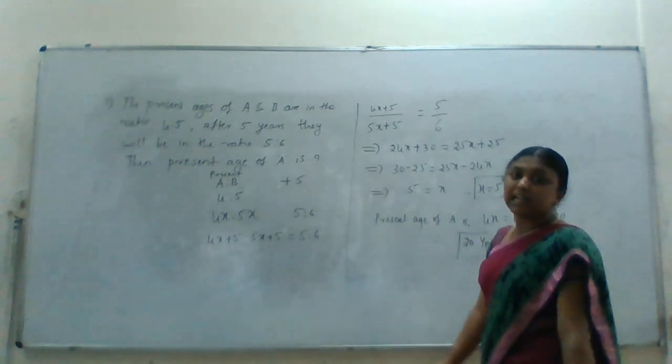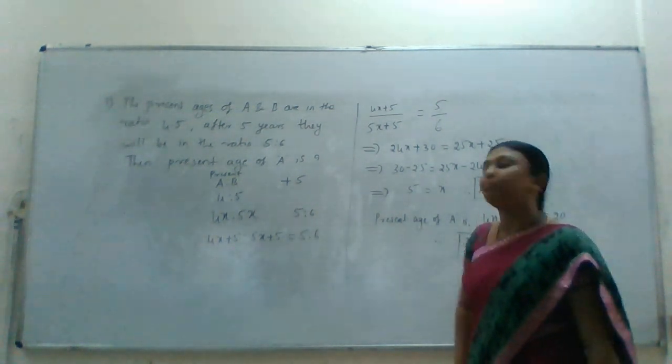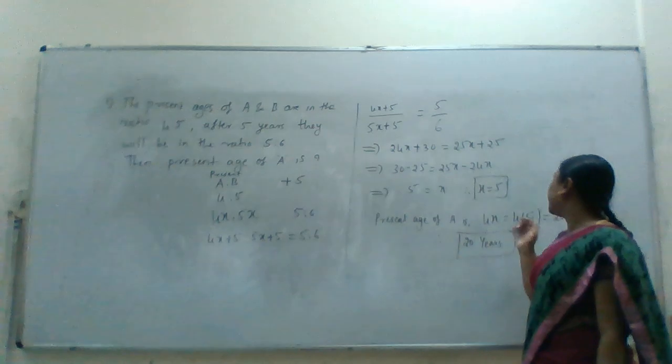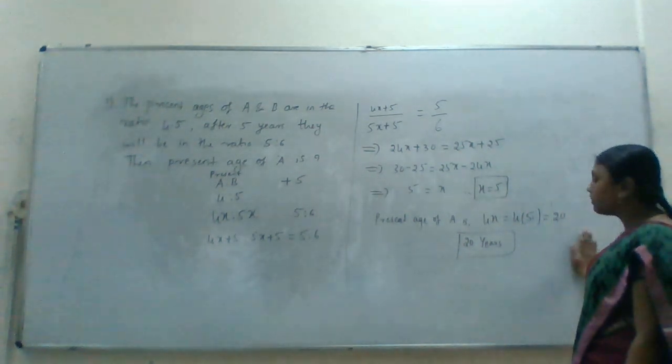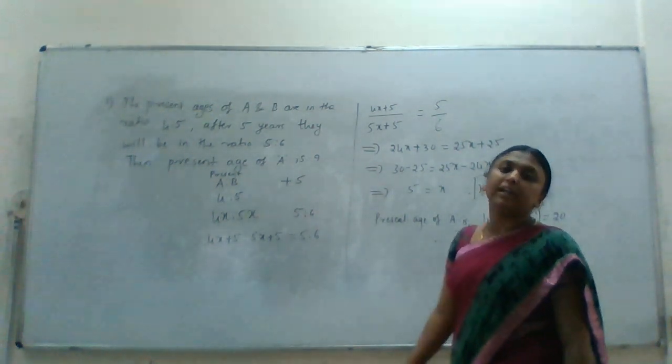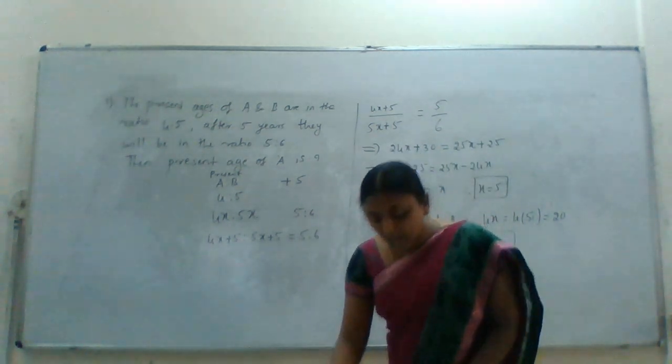Now you can clearly say that the present age of A, that is 4x. 4 into the x value, which is 5. 4 into 5 is 20. So your answer is what? 20 years. Okay. I'll take the next question.